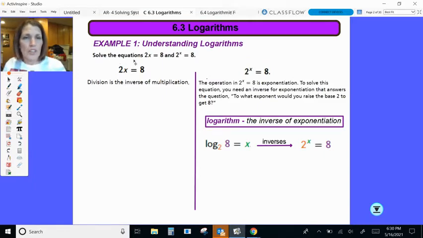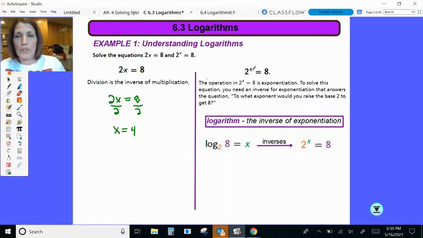So first of all, solving the equation 2x equals 8 and 2 to the x equals 8. In this particular case, on the left, we would use the inverse operation of multiplication, right? Because this is 2 times x. And so we would divide x on both sides because division is the inverse operation of multiplication. It would kind of undo that, right? So x would equal 4.